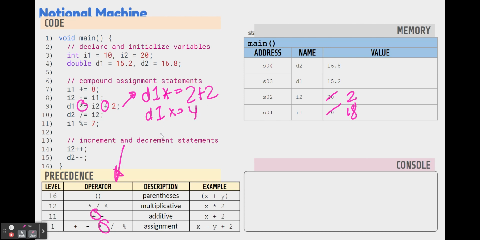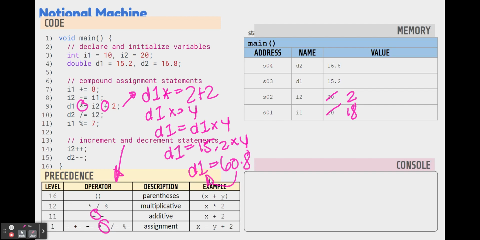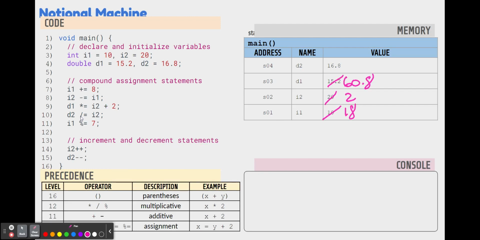Now we can expand this into D1 is equal to D1 times 4. D1 is 15.2. So it's going to be D1 is equal to 15.2 times 4. And so D1 is equal to 60.8. 60.8 goes into D1.